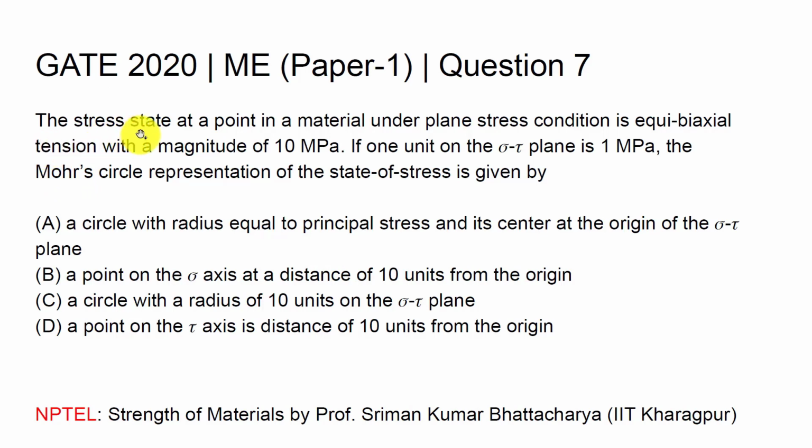The stress state at a point in a material under plane stress condition is equibiaxial tension with a magnitude of 10 MPa. So if you take 1 unit on the sigma tau plane to be 1 MPa, then what is this particular stress state's Mohr circle representation? And you are being given 4 options, so you have to find out what is the answer and select appropriately.